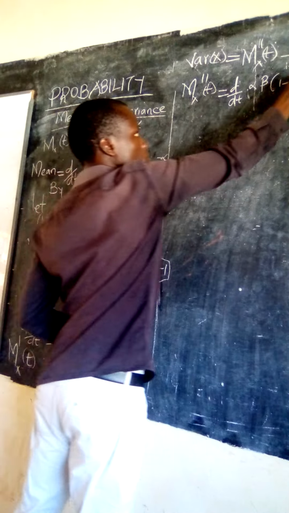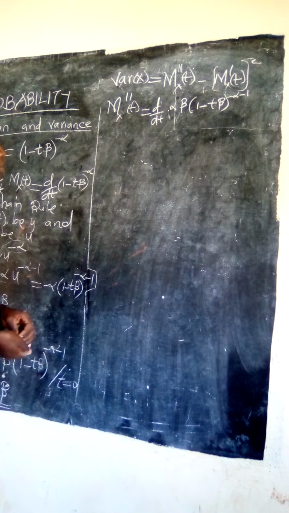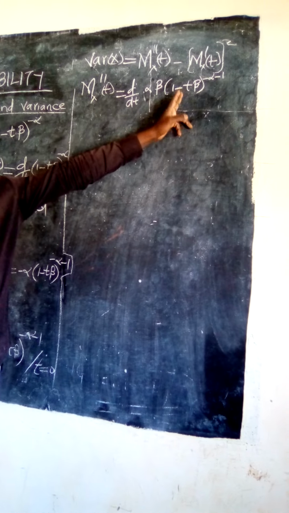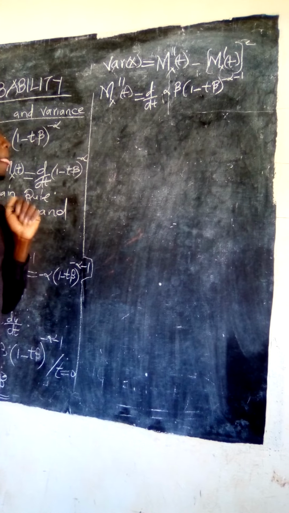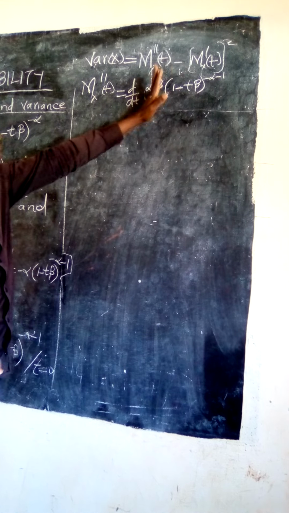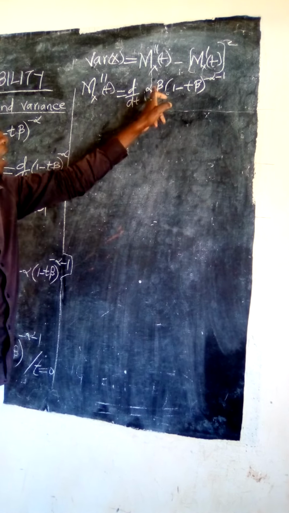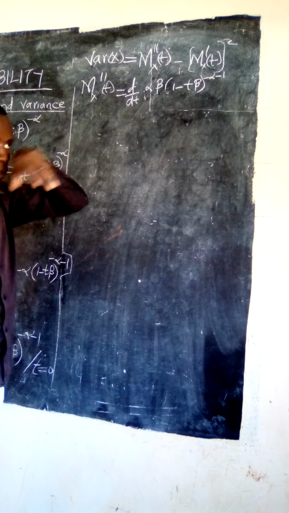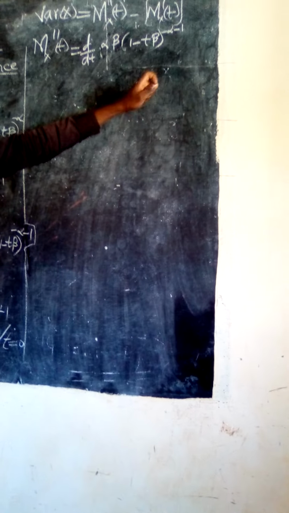Remember, (1 - t^β) is raised to negative alpha minus 1. So I need to differentiate this function. Now let us see how you can differentiate that function. To differentiate this function here, remember I have the first part and the second part, meaning I'll be using the product rule to find the derivative of the first part and the second part.